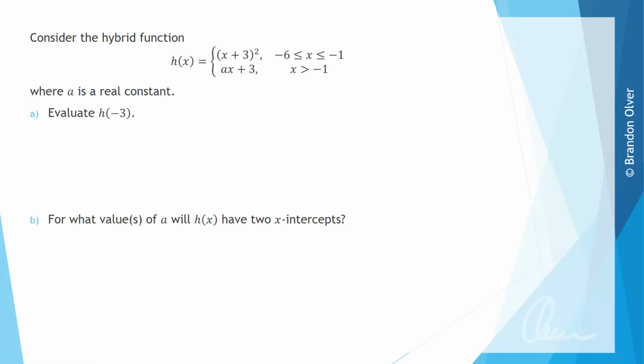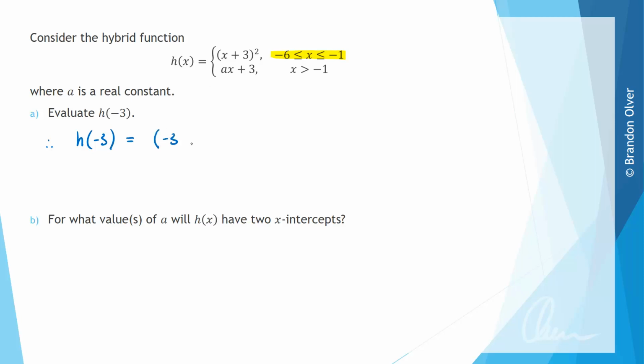Consider the hybrid function h of x with the following rule. For part A, we want to evaluate h when x is -3. So if we have a look at the subdomains within the function h, we can see that -3 exists for the top rule. Therefore, h of -3 will involve substituting x into the quadratic equation.